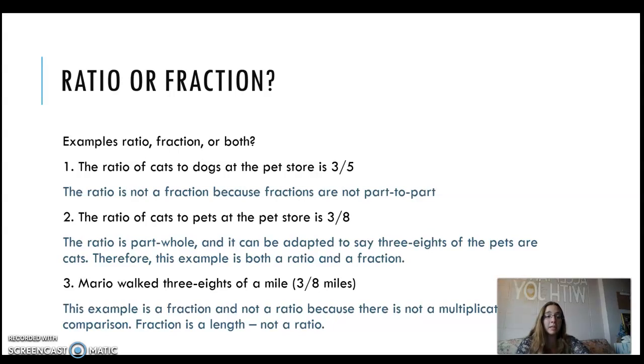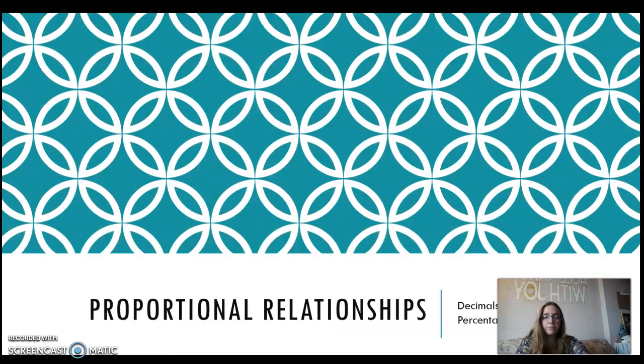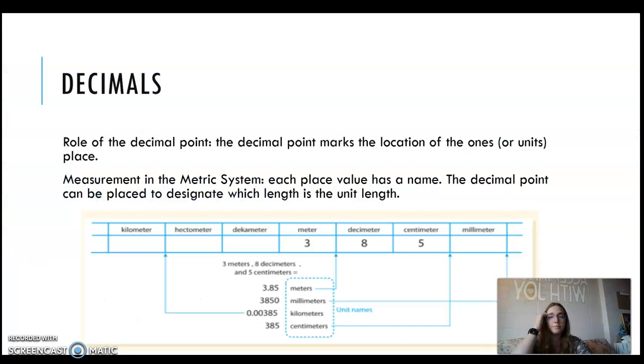Fractions are represented in length, so this example is a fraction, not a ratio. Now we're going to be getting into the proportional relationships between decimals, fractions, and percentages. As you know, the decimal point has a specific role because it marks the location of the ones place, or the units place.